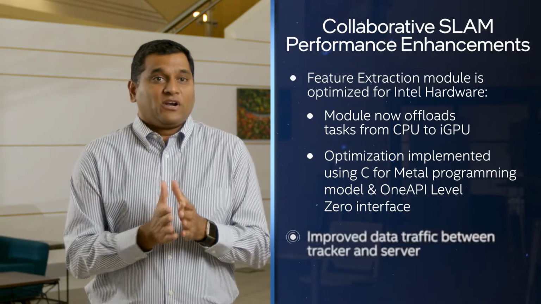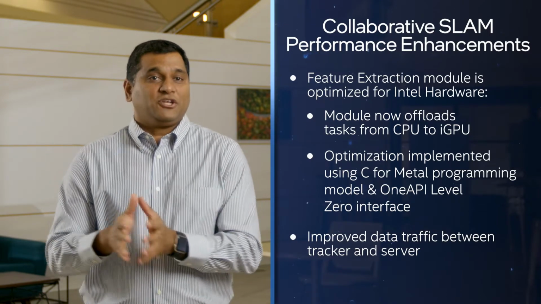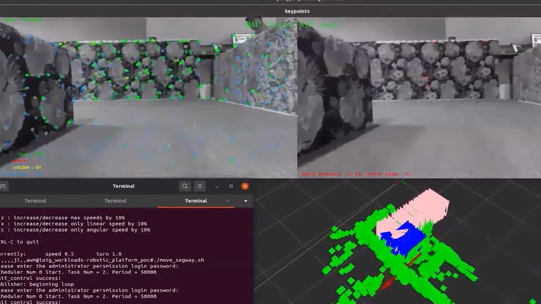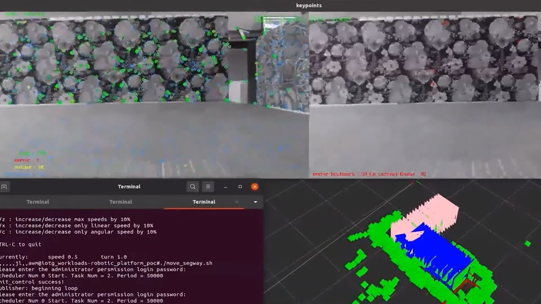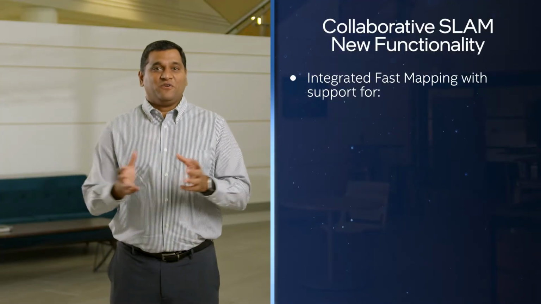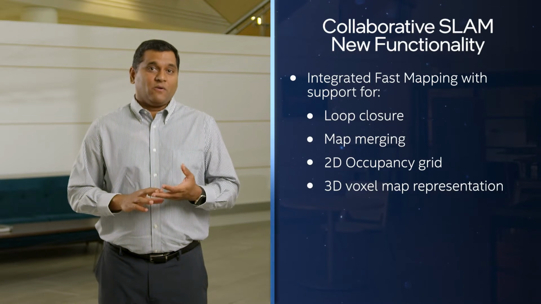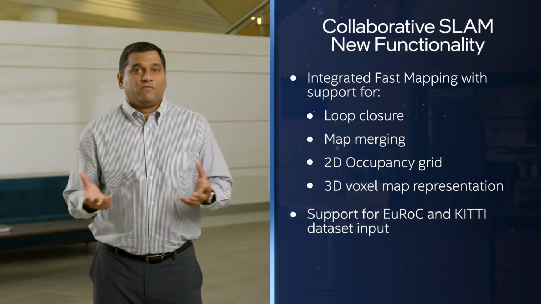In addition, the network traffic between the tracker and the server of the Collaborative SLAM is much improved. In terms of the new functionality, Collaborative SLAM is now integrated with the Intel EI for AMR fast mapping solution. As a result, Collaborative SLAM supports functionalities such as loop closure, map merging, 2D occupancy grid, and 3D voxel map representation. It also includes the support for EuRoC and KITTI datasets.